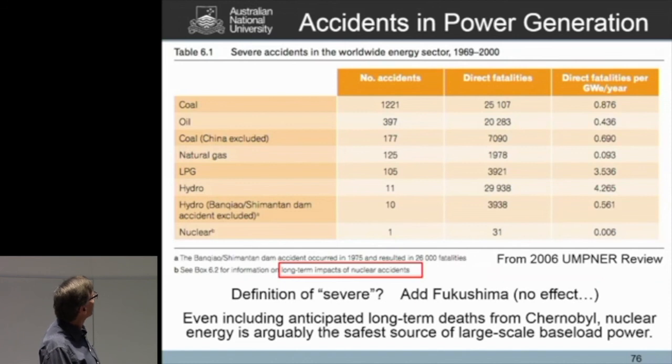And they've listed in this table severe accidents. We can ask what's the definition of severe. This is prior to Fukushima, although adding Fukushima into these statistics doesn't make any significant difference. But if you look at the direct fatalities per gigawatt electrical per year, nuclear does well compared with the other baseload power technologies, whichever way you take the numbers. So it's this kind of table and data that leads people to say that nuclear is safe.